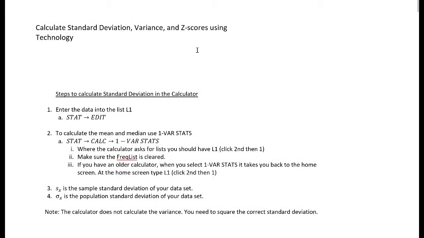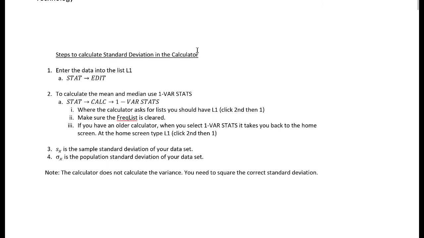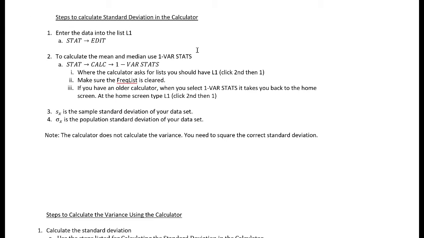All right, in this video, we're going to talk about how we can calculate standard deviations and variances, and in turn calculate z-scores using our calculator. So if you watched the video on how I showed you how to calculate the mean and the median using the calculator, it's the exact same steps. The first step is that you're going to enter your data into the list L1.